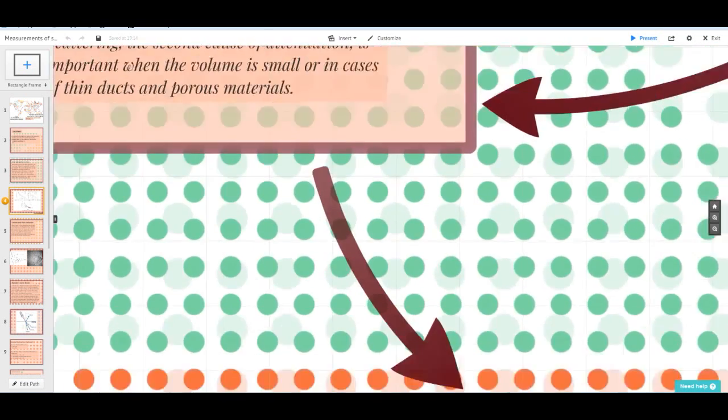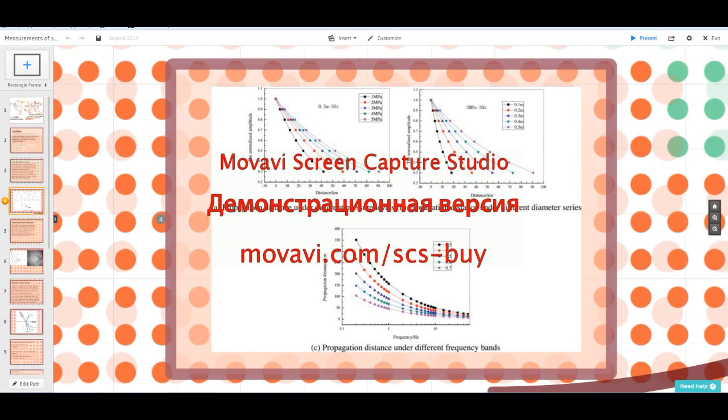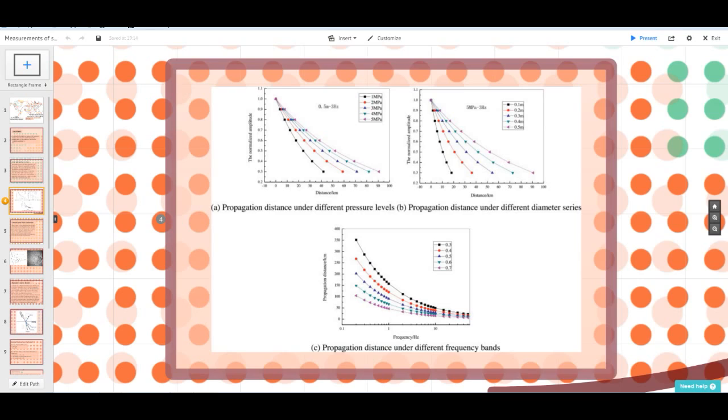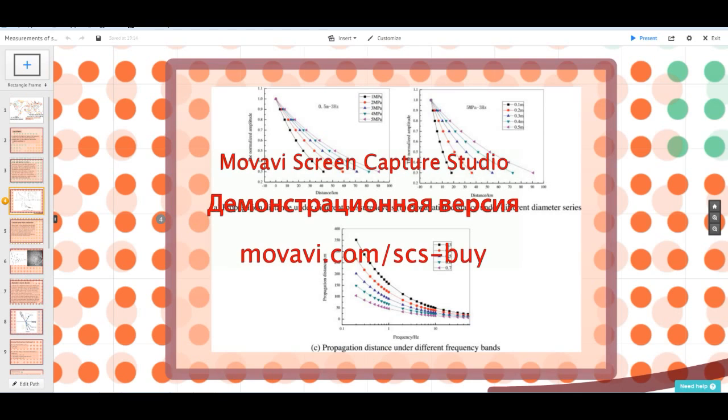Here we can see three graphs which demonstrate how propagation distance is connected with different parameters. The first graph demonstrates propagation distance under different pressure levels. The second one shows propagation distance under different diameters. And the last one is the propagation distance under different frequency bands.